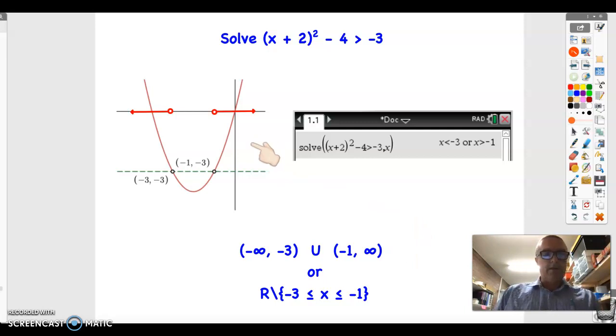Also, you can see on the graph here, if we look at an intersection, if you like, of y equals -3 and think about the x values at which that intersection occurs, that is also going to show us that x needs to be less than -3 or greater than -1. So again, a union of those two intervals. Another way of representing that same domain is to say it's all real numbers excluding the values from -3 to -1.